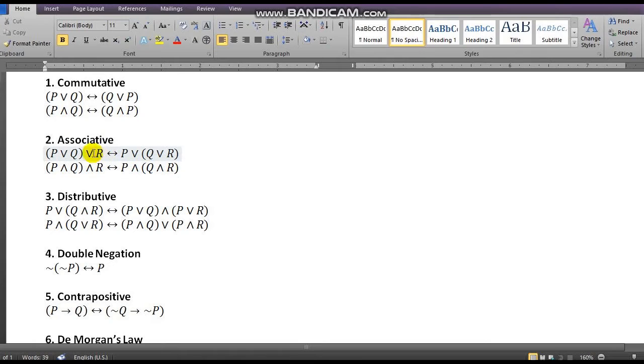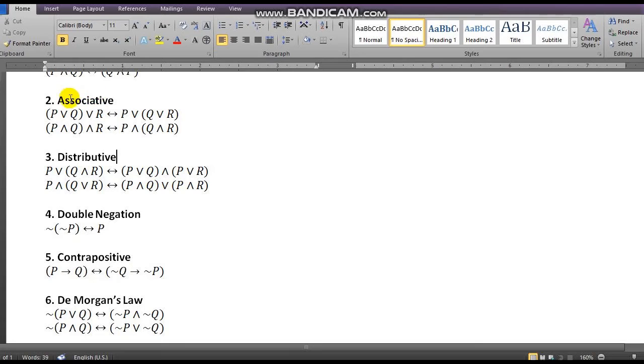The second rule is the associative. Again, associative works for conjunction and disjunction. If we have three statements, P or Q or R, where you put an emphasis on the P or Q first, you can transfer the parentheses to the other side. It becomes P or the quantity Q or R. The same thing can be said about the conjunction. So the same logic applies for associative. Take note that associative works if both statements have the same operation, or and.